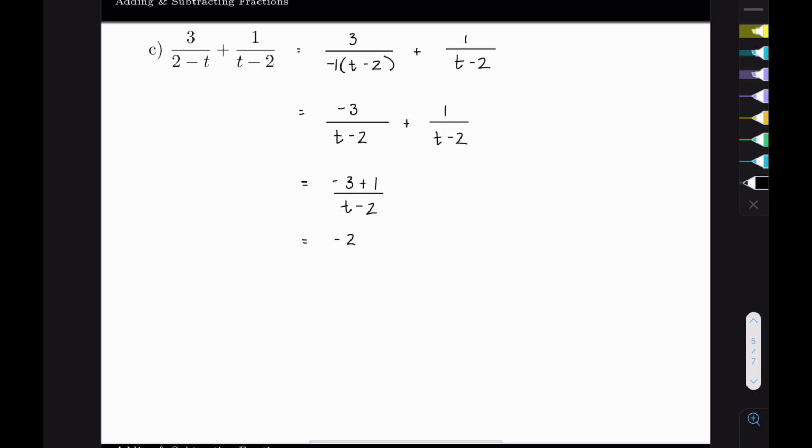So this leaves us with -2 over t minus 2. And really, that's exactly the same thing, because at this point, if I factor out a minus sign, that would be 2 minus t in the bottom. And then the minuses would cancel and leave us with +2 over t minus 2, which is exactly what we got the first way.